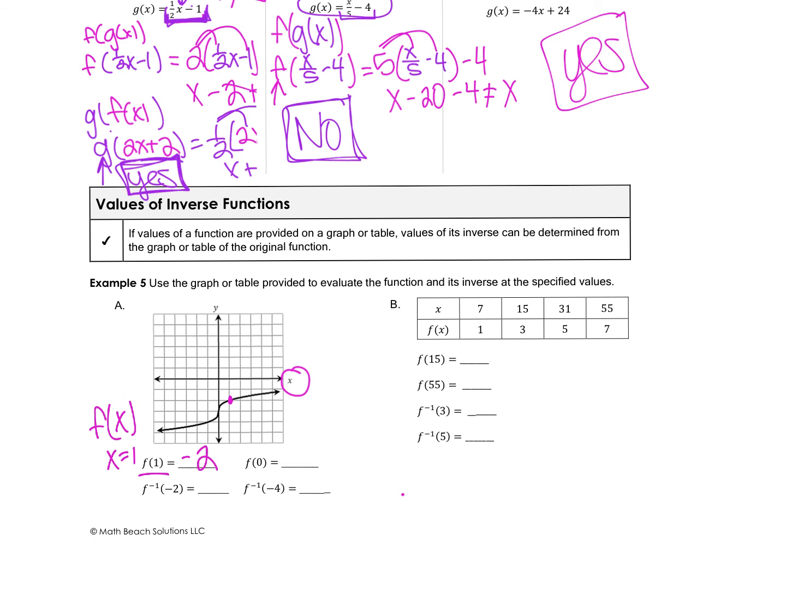Now I'm doing the same thing on the next one. This tells me x equals 0. So I'm going to go to x equals 0. I'm going to go down on my graph, which is right here, x equals 0. Your y would be -3.